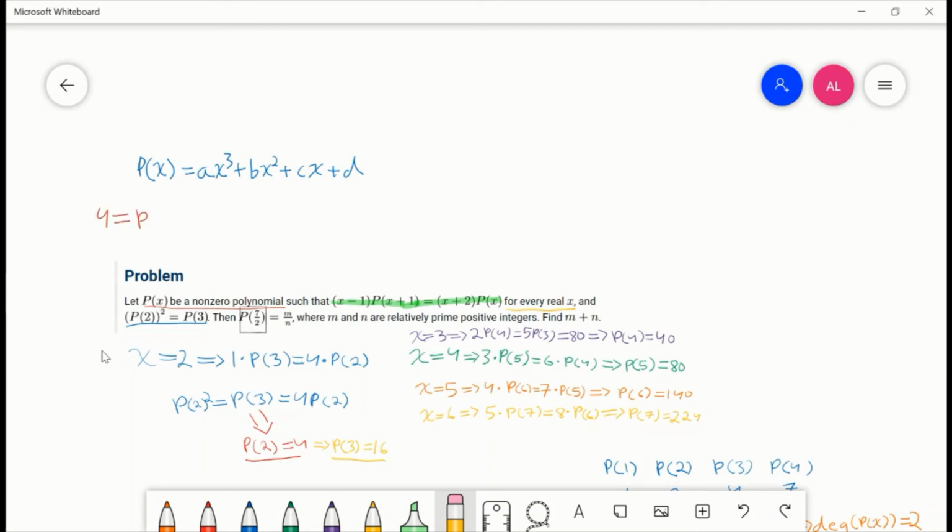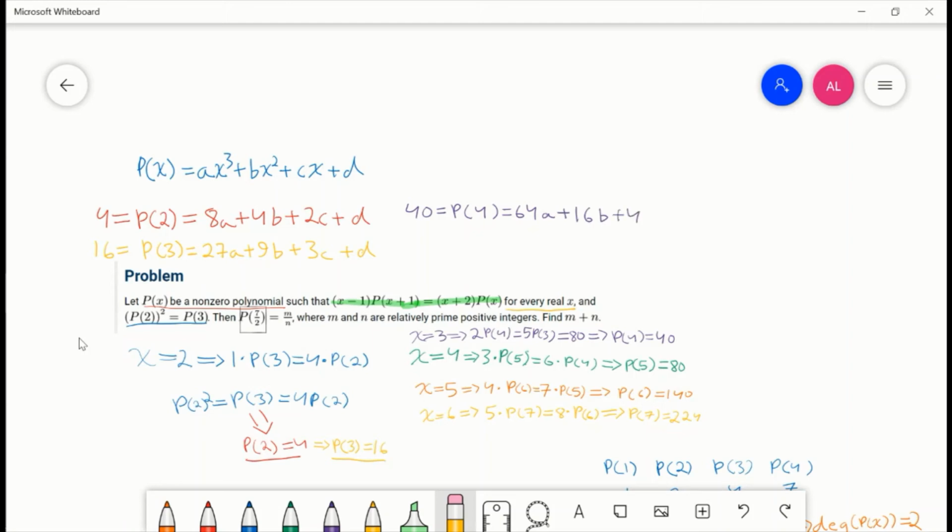Well, 4 equals p of 2. But on the other hand, with our above definition, it's equal to 8a plus 4b plus 2c plus d. And we do the same thing with p of 3, right? 16 is equal to p of 3, but that's also equal to 27a plus 9b plus 3c plus d by plugging in 3 into our expression for p of x. And then we do the same thing with p of 4.